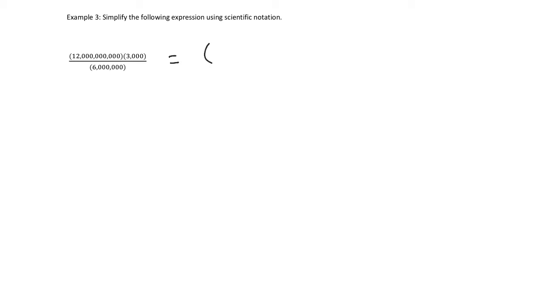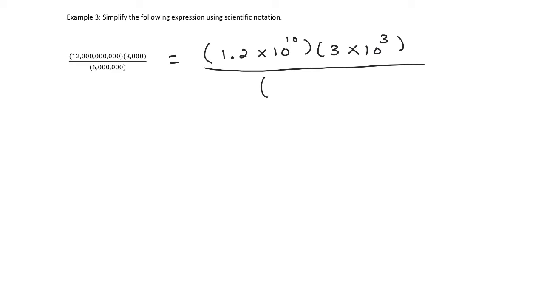So for the first one, here again we have 1.2. And if I count the number of zeros that appear, there is 9, one more is 10. So that's times 10 to the power of 10. If I look at the next one, which is 3,000, that's going to be 3 times 10 to the power of 3. And I'm dividing this by, okay, here we have 6, and that's followed by 6 zeros, so 10 to the 6. So at this point, I've just rewritten the problem in scientific notation for each portion.